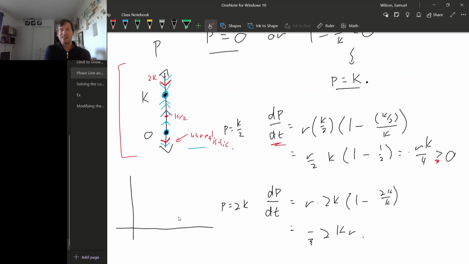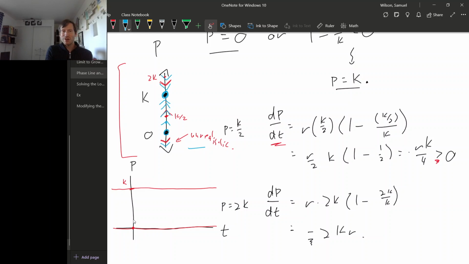So now let's sketch graphs in the t-p plane. Here we're actually sketching solutions, so the population functions. We know that if we start at 0, the population stays at 0, so one solution looks like this. Also, if we start at population k, we stay at population k, so that looks like this. Those are the two equilibrium solutions. Now let's look at other solutions.